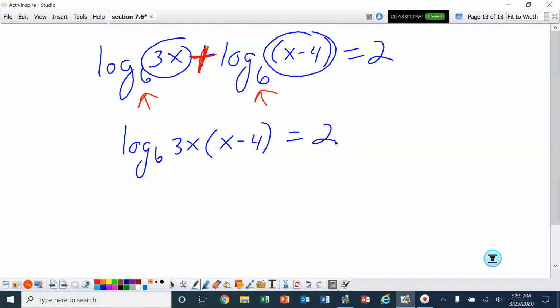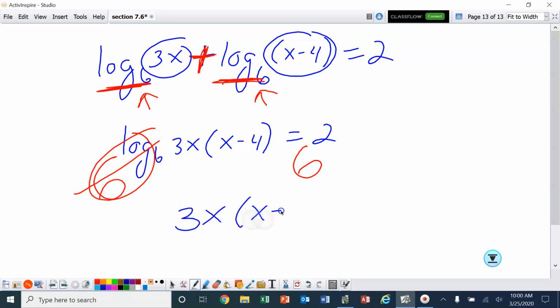Now we're going to use what I just showed you in the last slide. We're going to exponentiate. Again, you have to get it down to a single log base 6. You can't have two of these showing. You can only have one. So you have to use your logarithm rules. Now I'm going to make both sides an exponent. I'm going to put base 6 and base 6. These cancel, and so what am I left with? 3x times x minus 4 equals 6 squared.